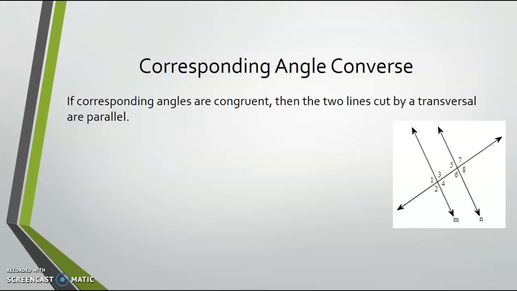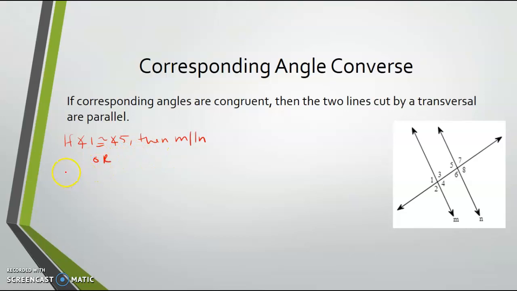So how is this different than what we did before? Well, last section we had to know the lines were parallel to know that the angles are congruent. In this section we're proving that the angles are congruent, or we're using reasoning to say yes, the angles are congruent, or no, the angles are not congruent. So what does this mean? It means that if angle 1 is congruent to angle 5, then line M is parallel to N, because that's a set of corresponding angles.